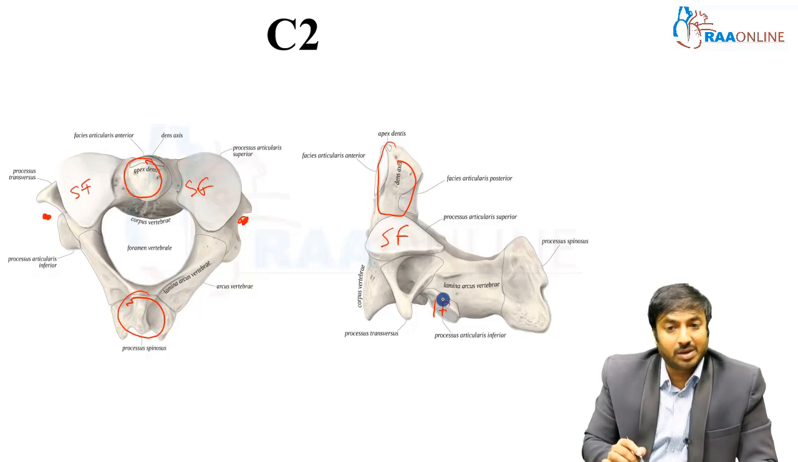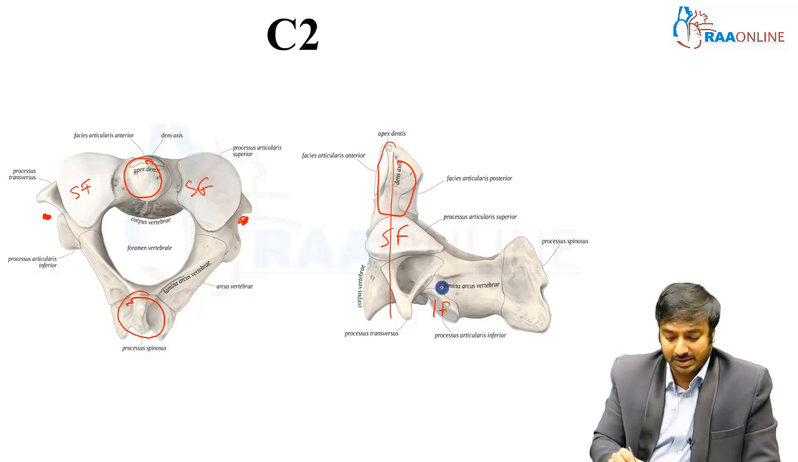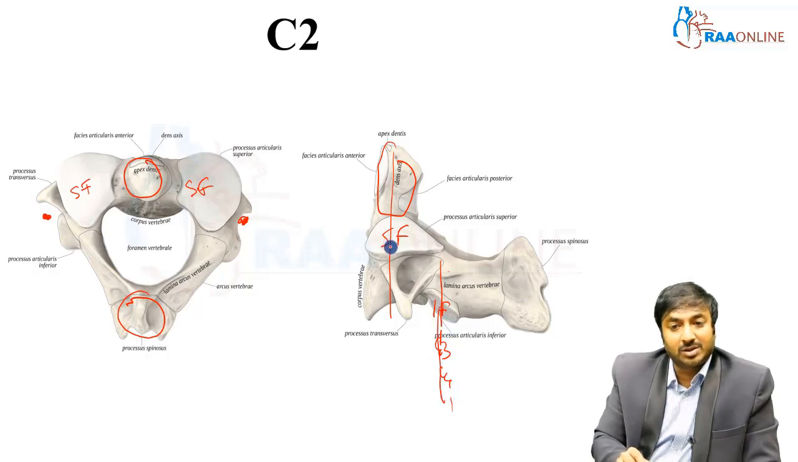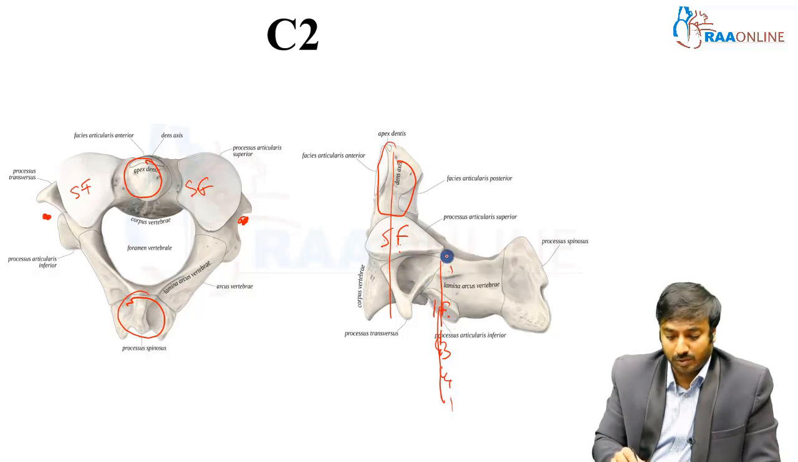One important thing for C2 is that the superior facet is literally in an anterior position. It is in this line, whereas the inferior facet is in this line, and the rest of the lateral mass and facets will be here. If you go down to C3, C4, all the facets are arranged in a single line, whereas the superior facet of C2 is anteriorly placed. The area between the superior and the inferior facet is called the pars. So the pars will be somewhere here.